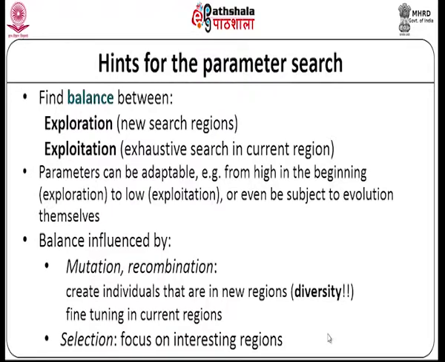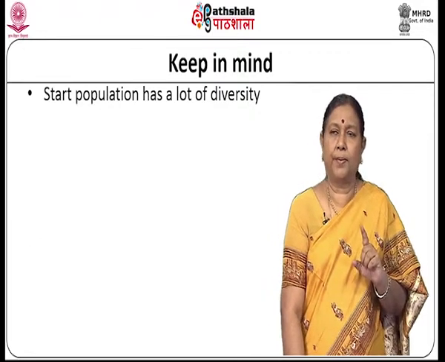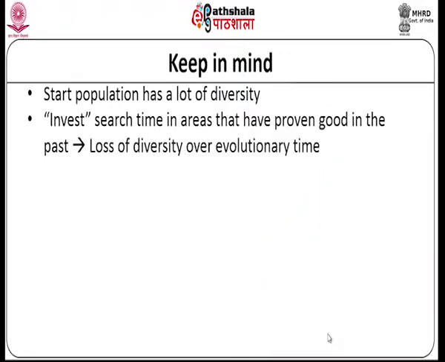Selections focus on interesting regions. The selection, on the other hand, focuses on interesting regions, and diversity is brought in by mutation and recombination. So, keep in mind: start with a population that has a lot of diversity, and invest search time in areas that have proven good in the past, with loss of diversity over evolutionary time. So, you start with diverse, and then what you find good, you go and search in that region itself. So, actually what happens is diversity decreases as you go down the generations.